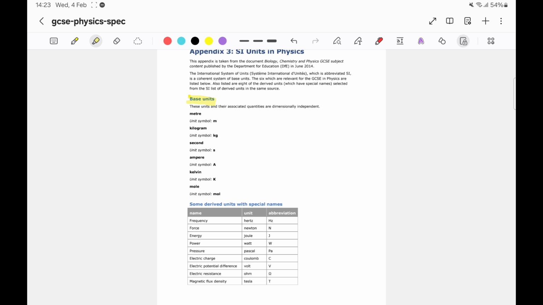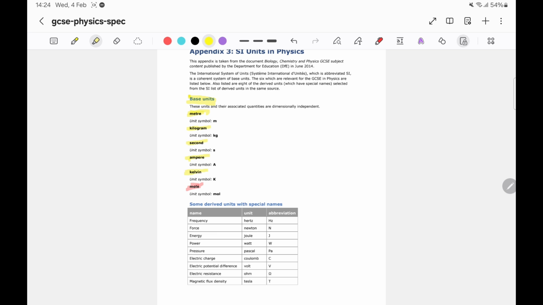So the ones you need to know are the meter, the kilogram, the second, the ampere, and Kelvin. Now, mole is a base unit, but we don't really use it in physics. It's more used in chemistry.